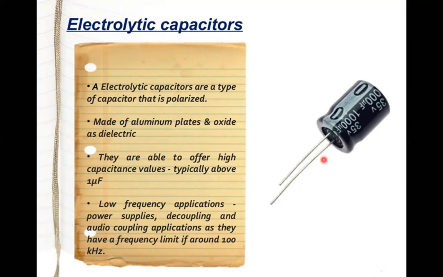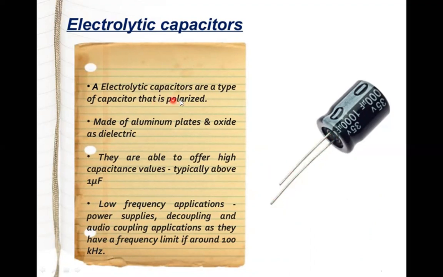You can see these two wires of the condenser are not of equal length. It means the short wire is negative and the longer one is called the anode. This is positive and this is cathode.